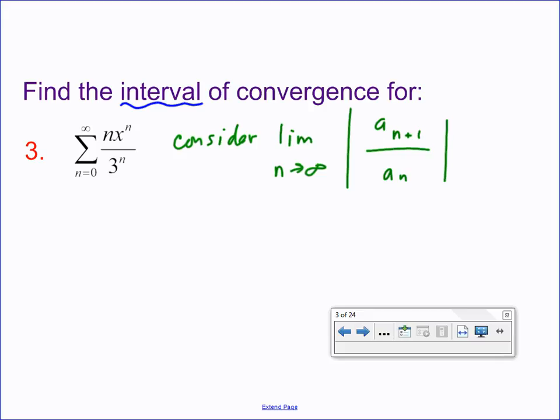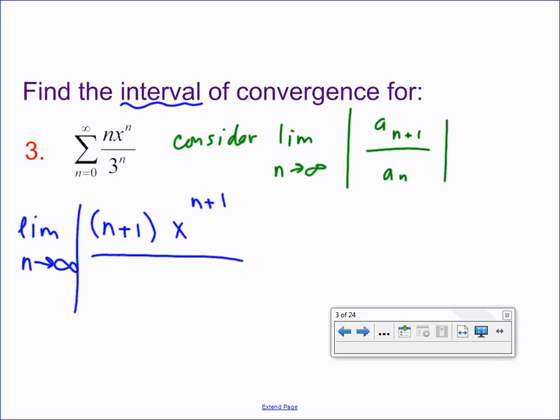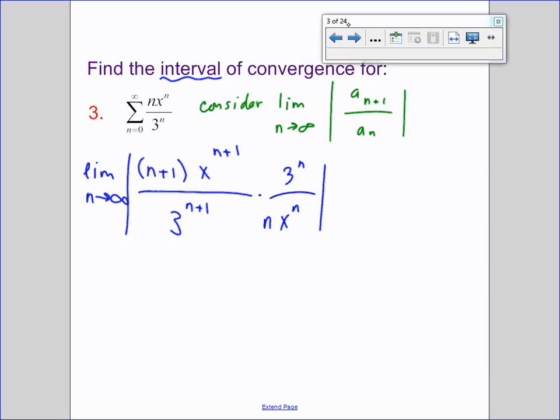All right, so here we go. We need the limit as n goes to infinity of a sub n plus 1, which is n plus 1 times x to the n plus 1, all over 3 to the n plus 1, divided by my original. That's the same as multiplying by the reciprocal. So on top we have 3 to the n over n x to the n.